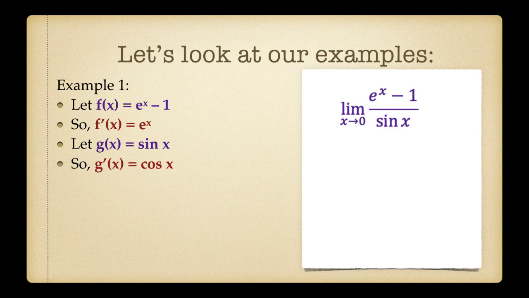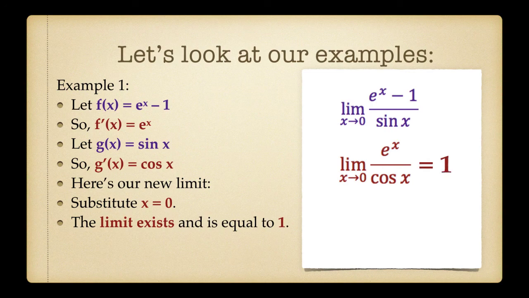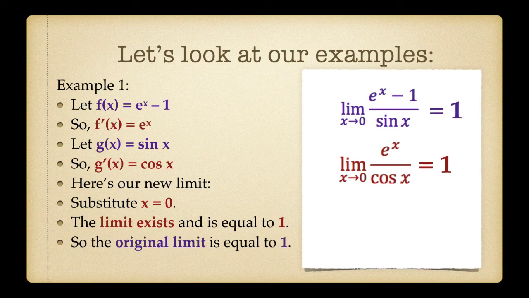So instead of looking at the limit as x approaches 0 of e to the x minus 1 over sine x, I'm going to look at the limit as x approaches 0 of the derivatives of those, e to the x over cosine x. And I'm going to try and plug 0 into both of those. If I do, then what I get is 1 over 1, which is 1. What that means, according to L'Hopital's rule, is the original limit is also equal to 1. Okay, it's kind of a cool little rule, and you can repeat it.